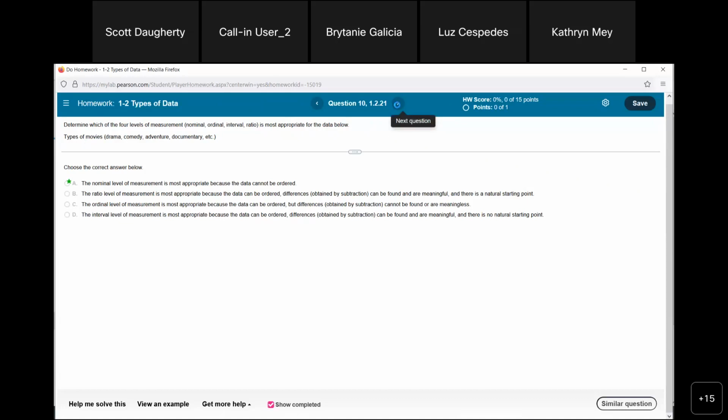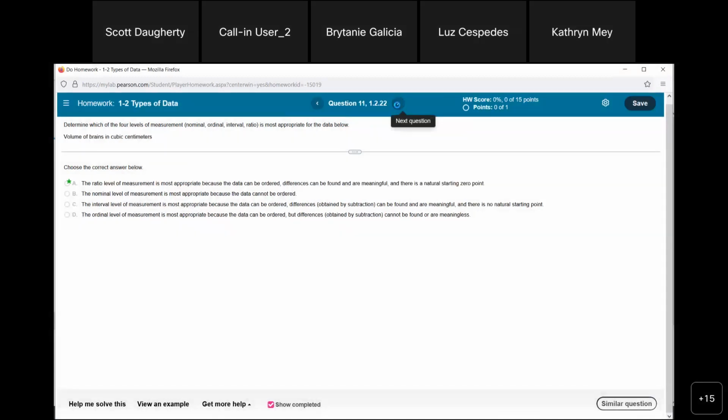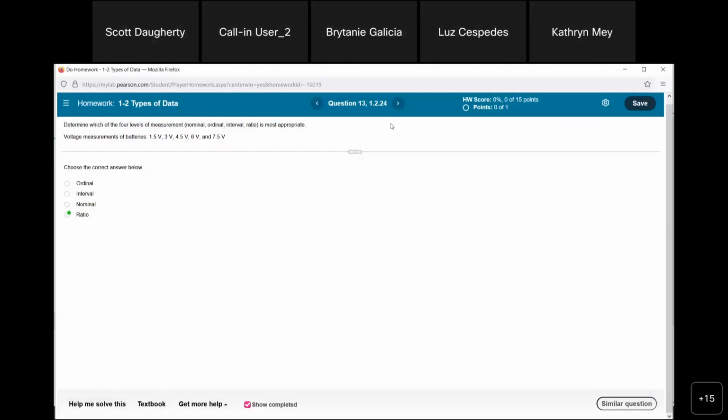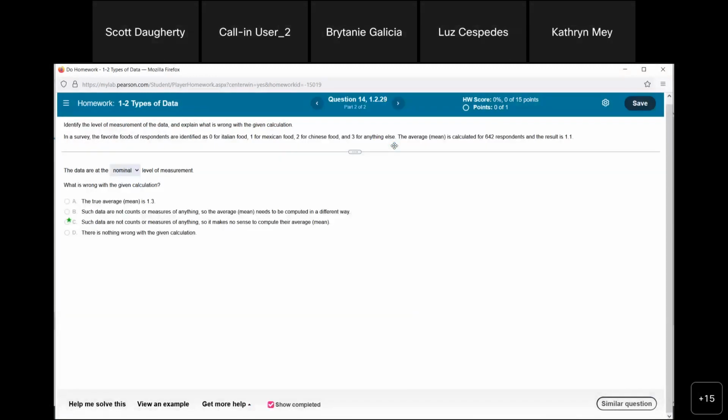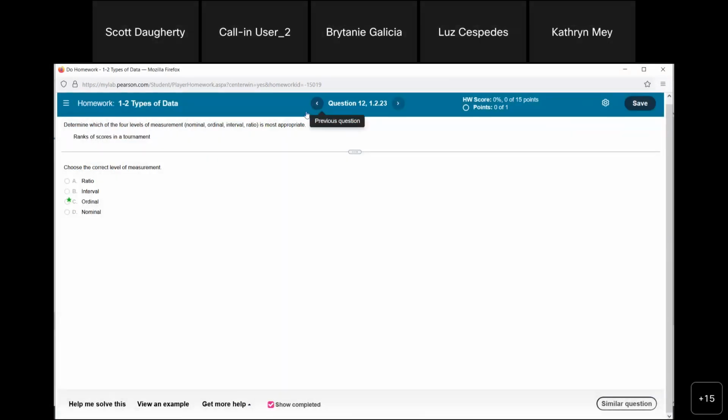The next level is ordinal. Ordinal has categories, but it has categories that can be ordered. So here's an example of ordinal. Maybe this is golf scores in a tournament. So you rank them: whoever had the fewest shots in an 18-hole golf tournament would be ranked number 1. And then whoever had the next fewest shots would be ranked number 2.